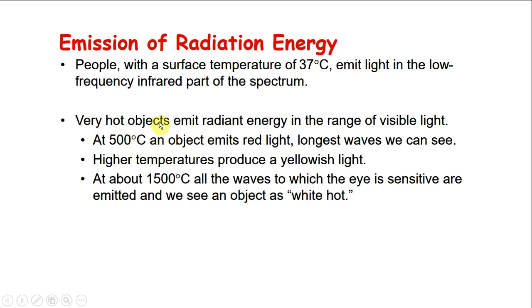Very hot objects emit radiation energy in the range of visible light. At 500 degrees Celsius, an object emits red light, the longest waves we can see. Higher temperature will produce a yellowish light. At about 1500 degrees Celsius, all the waves to which the eye is sensitive are emitted, and we see an object as white hot because we are seeing all the visible waves.